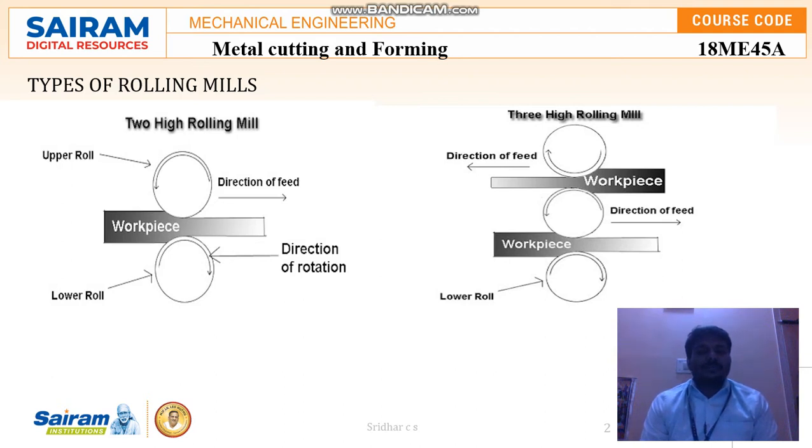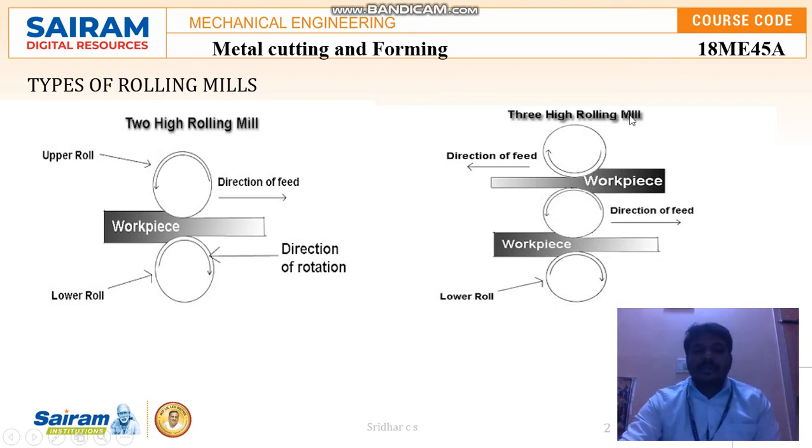Now we can see both the rolls, upper and lower, rotating in different directions, that is clockwise and anti-clockwise. Here we have placed the workpiece. The feed is given, which means the workpiece is moving in this direction. Initially the workpiece has this much thickness. Now the length will increase because of the force created between the two rolls. So the material starts compressing and is formed into rods. So this is about the two-high rolling mill.